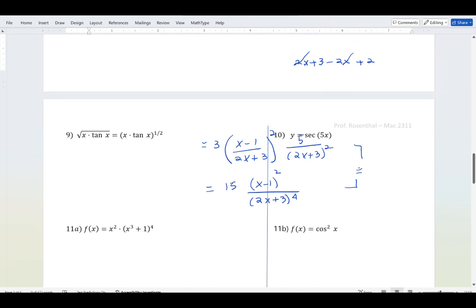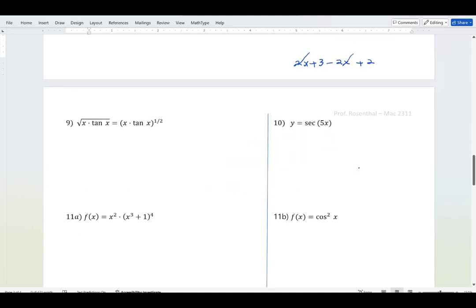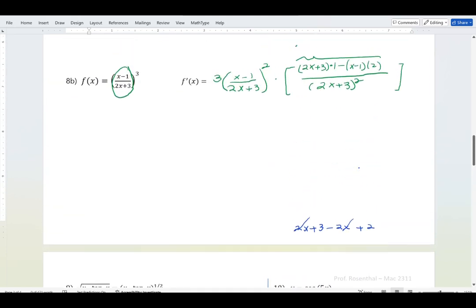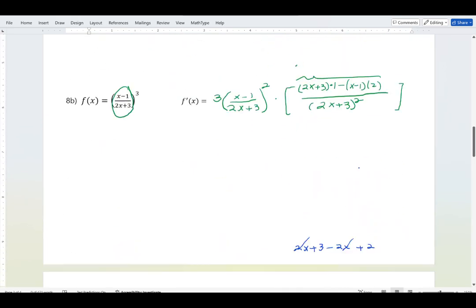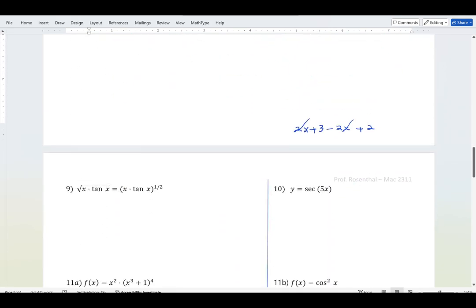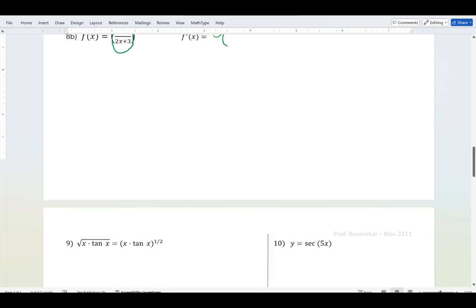Okay, another interesting example about the chain rule. Let's see, what happened to my notes here? I can do Control C. There we go.